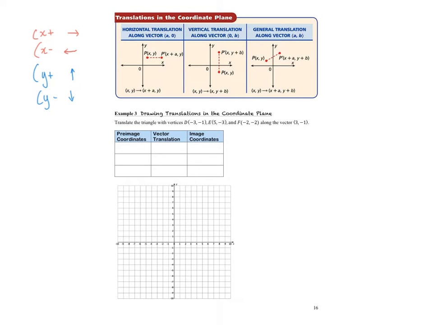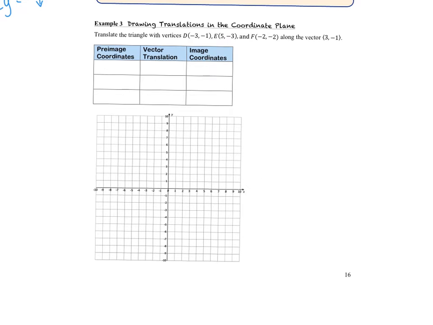So you don't necessarily need the blue table for example 3. It's there to help if you find it helpful, but basically you have your pre-image coordinates, which are D is -3, -1, E is 5, -3, and F is -2, -2. And we have this vector translation, which is saying 3, -1, meaning I'm going to add 3 to the x, and I'm going to subtract 1 from the y.